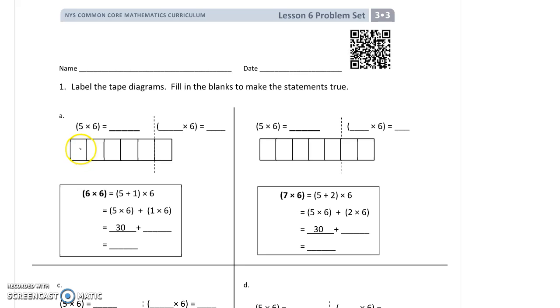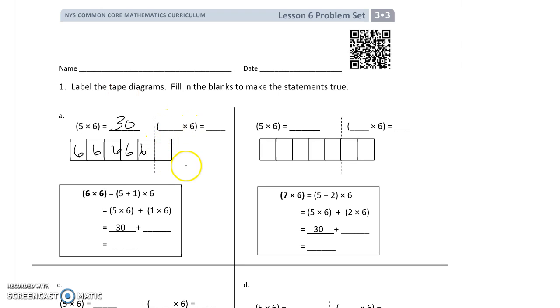This is 5 groups, 1, 2, 3, 4, and 5. And there's 6 in each group. So if I show that, I'm going to have 6 in each one of these groups instead of counting them to show that there's 5, okay? So this is 5 groups of 6. How much is that? Well, I'm better off counting by 5, so I'm going to skip count by 5 six times, and I'll get 30. This is 6, 12, 18, 24, 30.